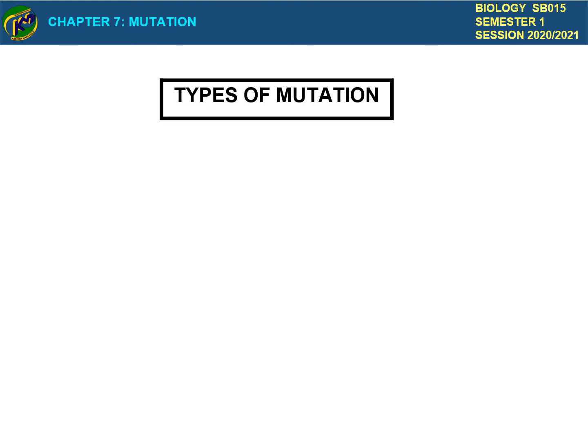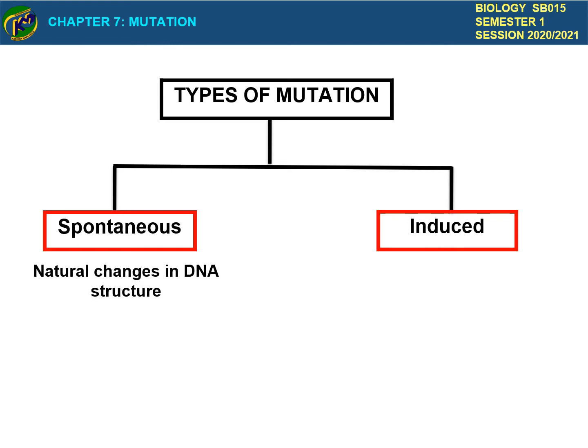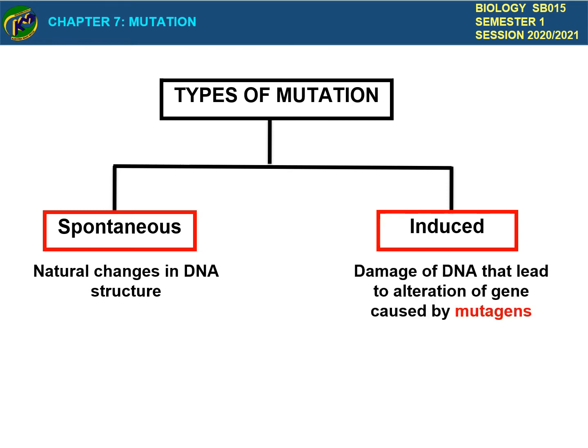There are 2 types of mutation. The first type is spontaneous mutation and the second type is induced mutation. Spontaneous mutation is a natural change in DNA structure and occurs at a lower rate, while induced mutation is a damage of DNA that leads to alteration of gene caused by mutagens. Induced mutation occurs at a higher rate.